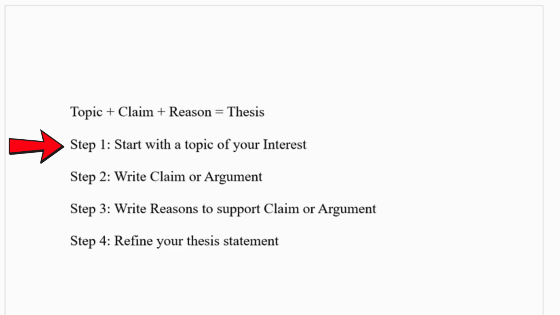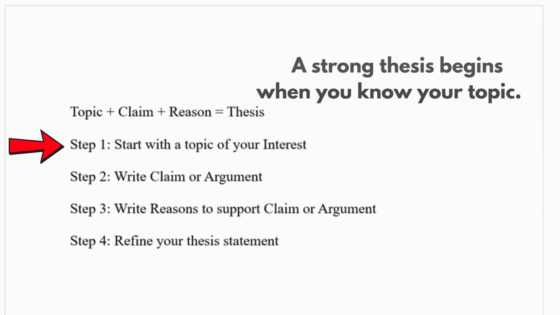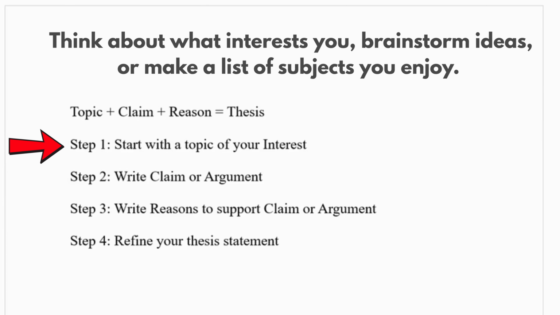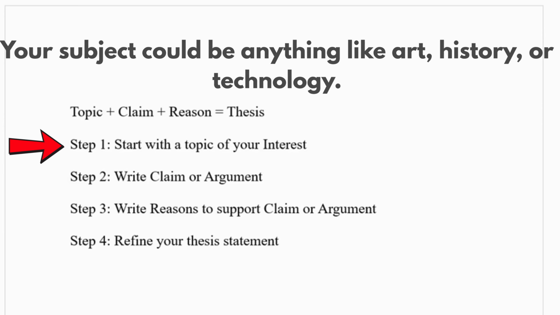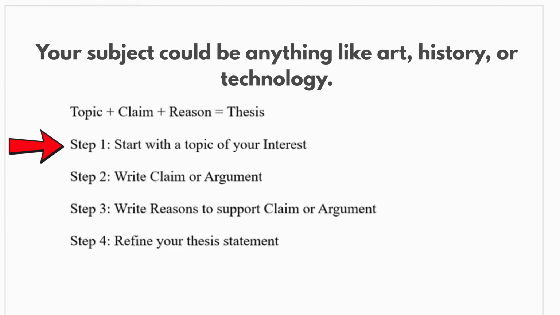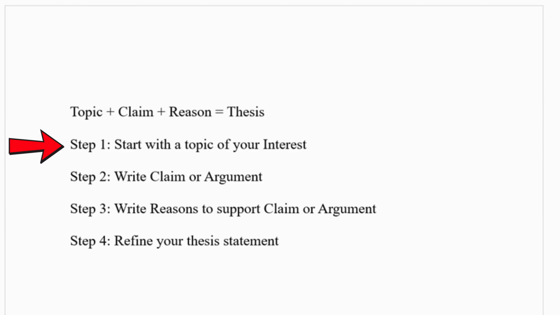Step 1. Start with a topic of your interest. A strong thesis begins when you know your topic. Think about what interests you, brainstorm ideas, or make a list of subjects you enjoy. If you still don't have ideas, you can use ChatGPT and ask for 3 to 4 topic suggestions related to your subject. Your subject could be anything like art, history, or technology. Choosing a topic you like makes it easier to create a strong thesis.